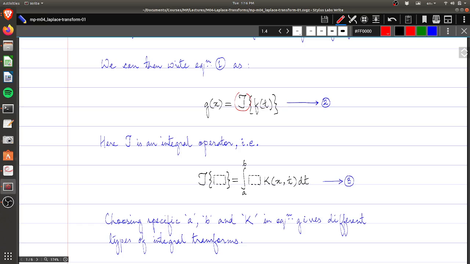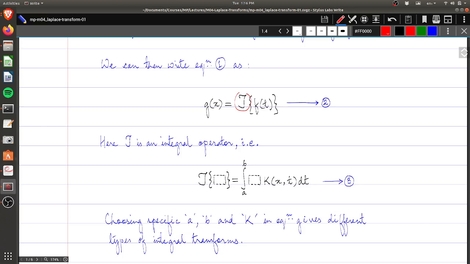So T, you can immediately see, is an integral operator, because what is an operator? An operator is anything which performs something on the operand and gives some kind of a result. So when this integral operator operates on f of t, it is going to give me some result. So it is an operator. Here we have T, and here I'm just putting a box. You can put any function inside this box.